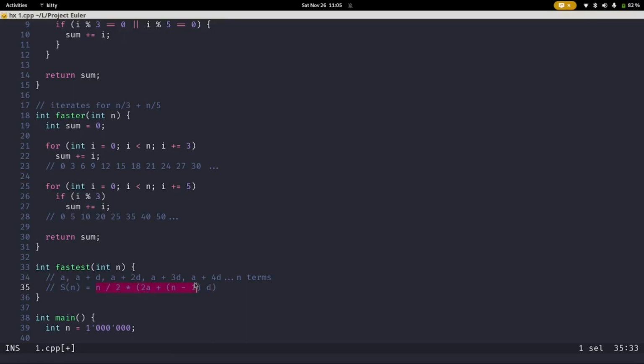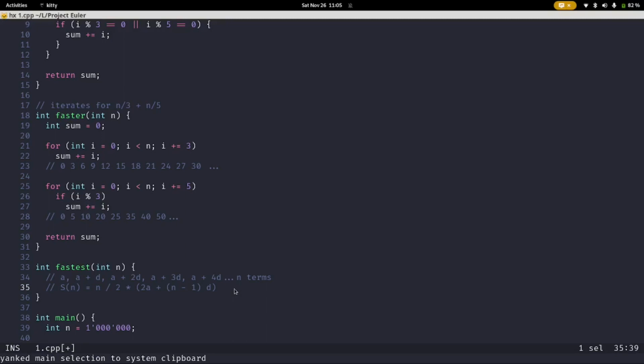This formula is very well known in algebra, and it's commonly used because of how simple it makes dealing with arithmetic progressions. So in our case, we have 3 arithmetic progressions: one for the multiples of 3, one for the multiples of 5, and one for the multiples of 15, which we didn't use in this part to make it even faster.